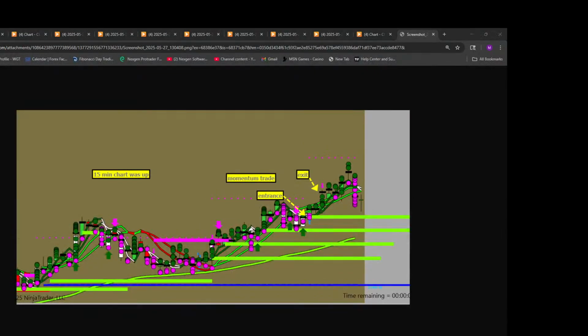Lonnie, I'm going to say you know how to annotate because you did. Nice job. So let's see. Lonnie says that the 15-minute chart was up.